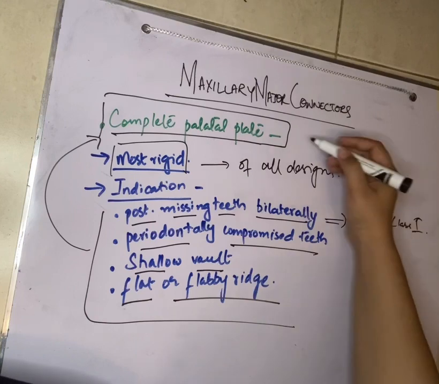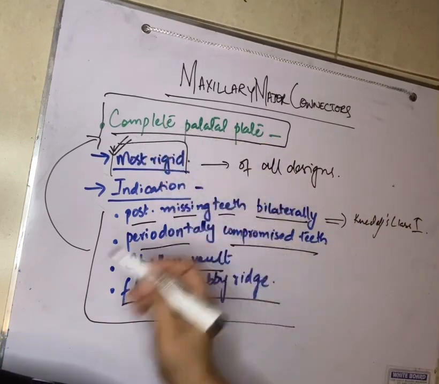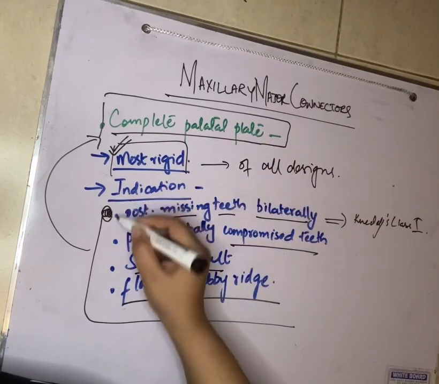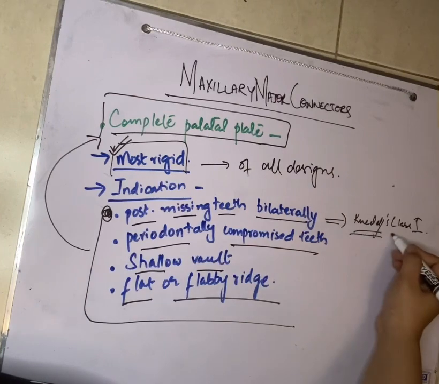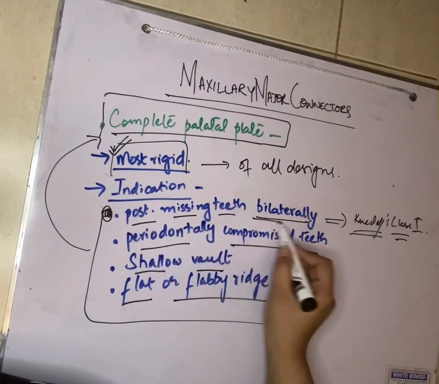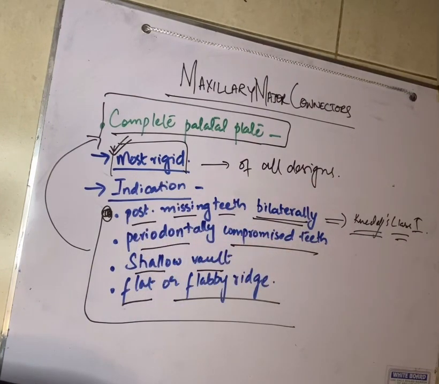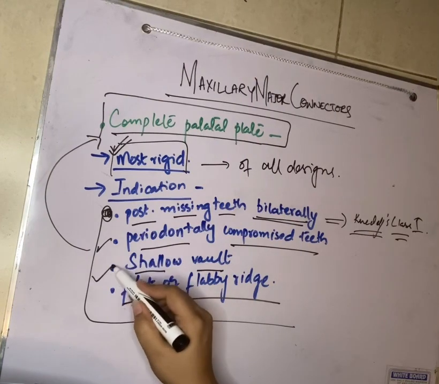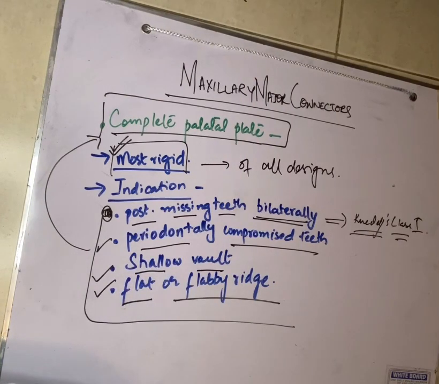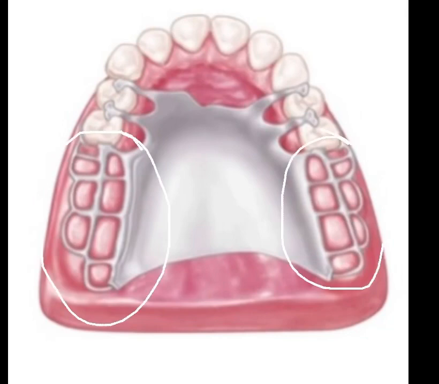Again, this is one of the most rigid designs, and it is mostly indicated especially in Kennedy's class 1, in which there are posterior missing teeth bilaterally, periodontally compromised teeth, shallow vault and a flat flabby ridge. In this image we can see that the bilaterally missing teeth are there, and that means this is again a Kennedy's class 1 where there is an indication of complete palatal plate.